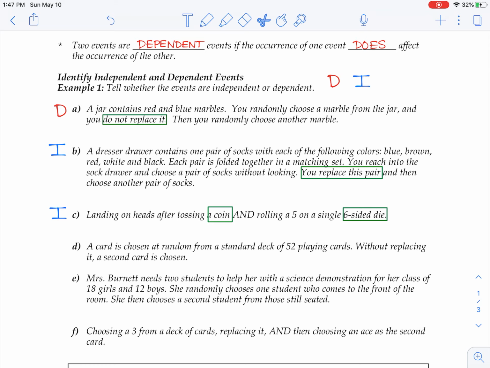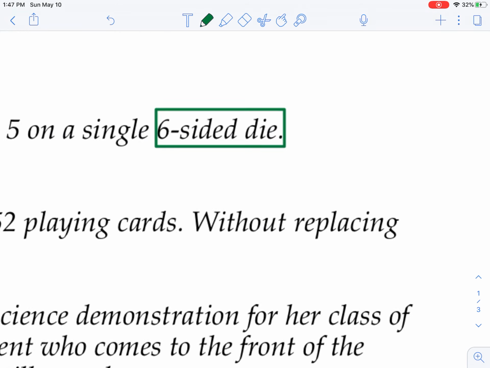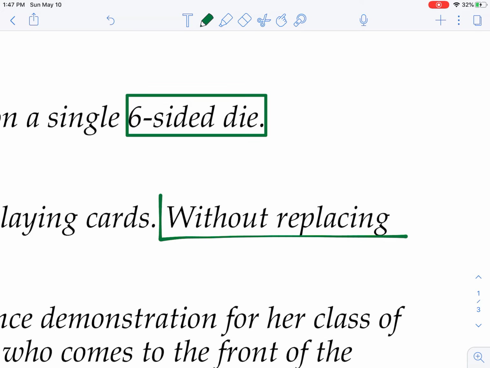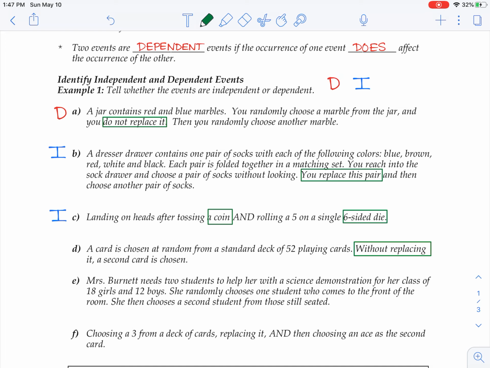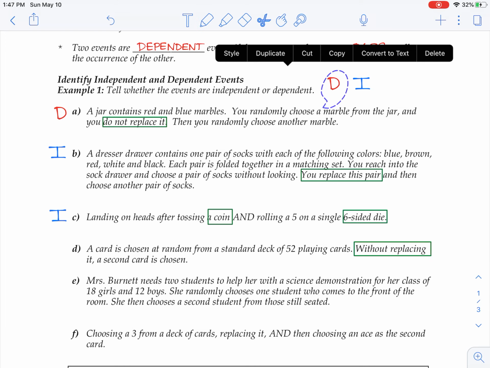All right, a card is chosen at random from a standard deck of 52 cards without replacing. You pick another card. So that is going to be a dependent event.